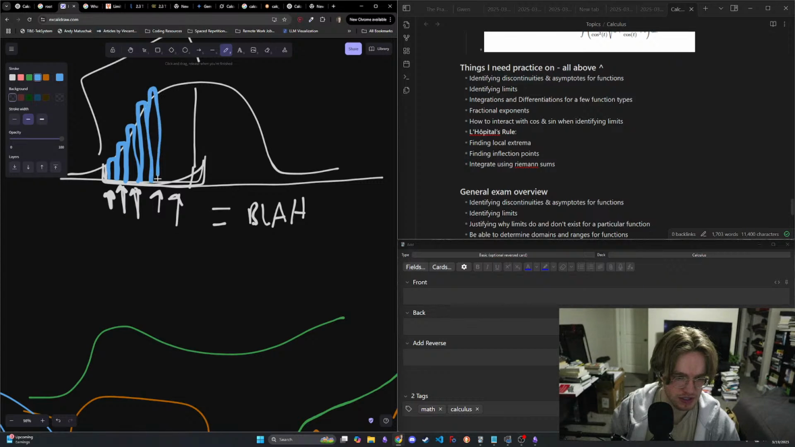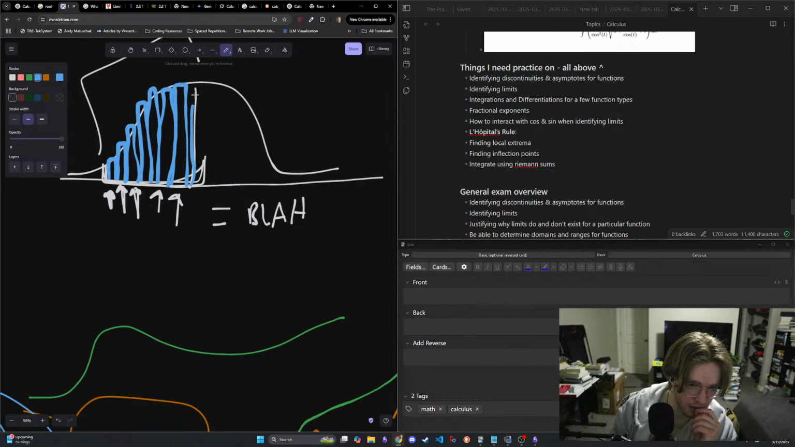Or is it the case that we take it from the inside edge? So alternatively, we could go like this, where instead of the right edge touching the line, the left edge touches, and then we'd be under the actual amount.